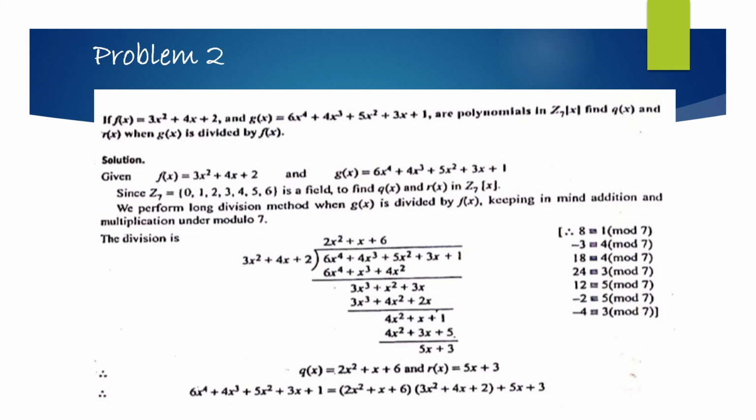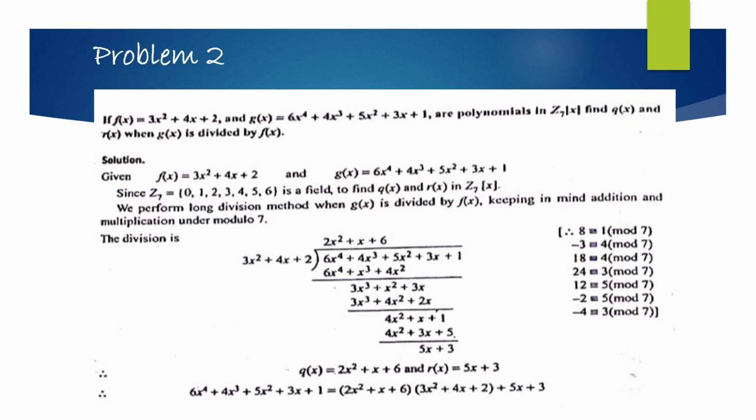And 3x cube plus x square plus 3x. So 3x cube dividing by 3x square, I'm getting x. So multiply it. x into 3x square is 3x cube. x multiplied by 4x is 4x square, plus x multiplied by 2 is 2x. Change the sign. Okay, cancel out everything. And likewise, you just keep doing it step by step.